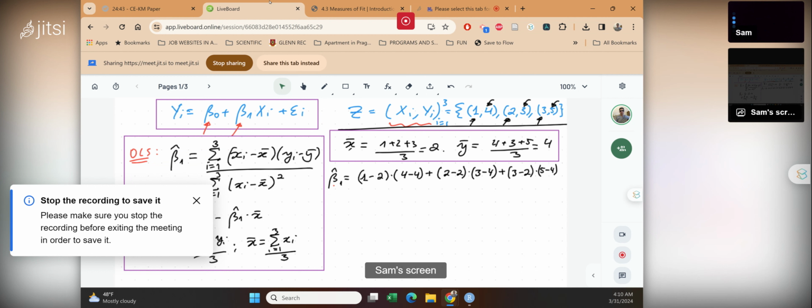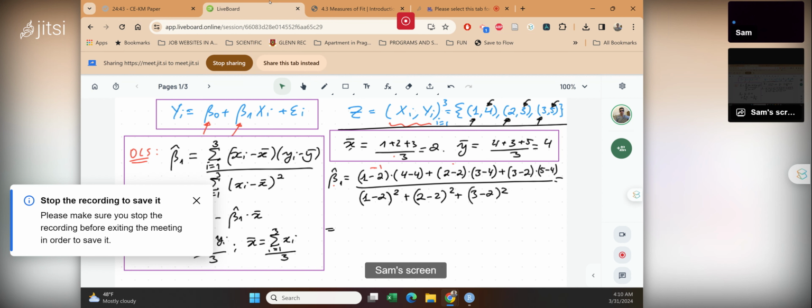And then you divide everything by... so the first value of x is 1 minus 2 squared, plus the second value minus average squared, plus the third value, which is 3 minus 2 squared. And if you do that, you're going to receive, here we get minus 1. So negative 1 times 0, that is 0. Here also we get 0.